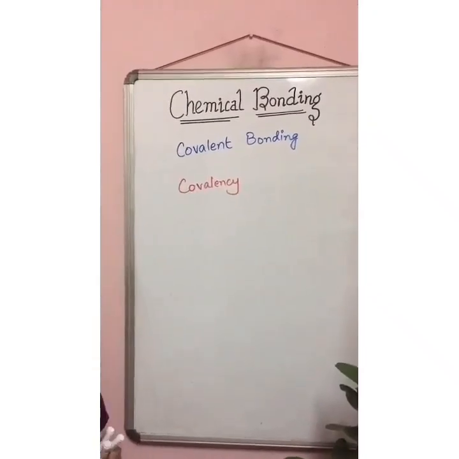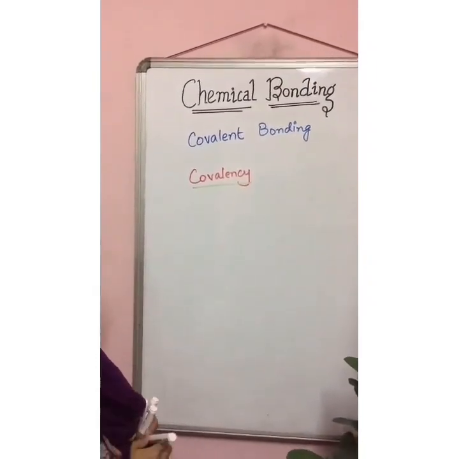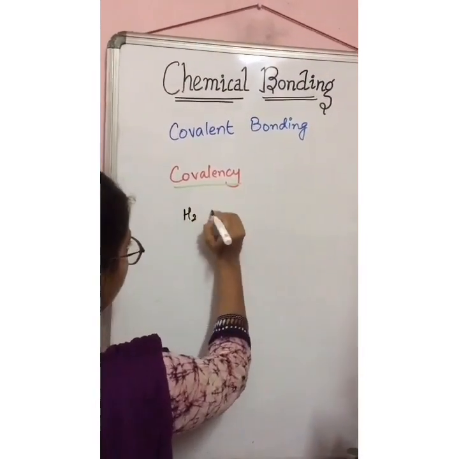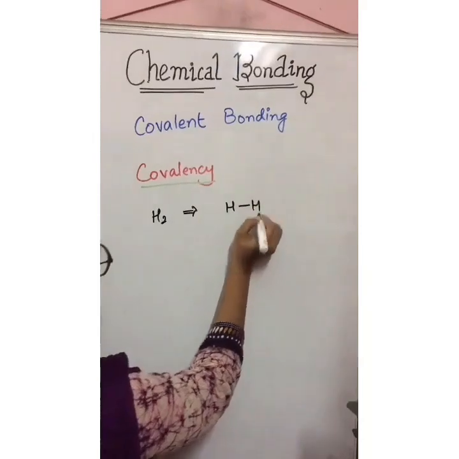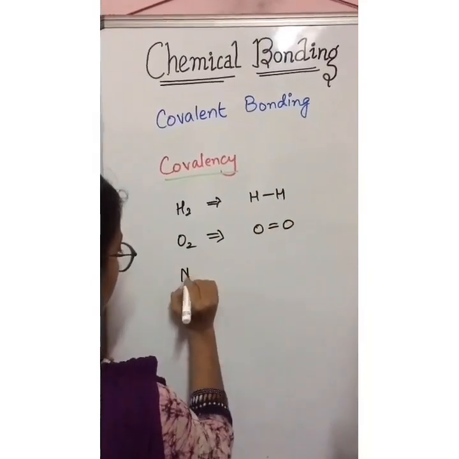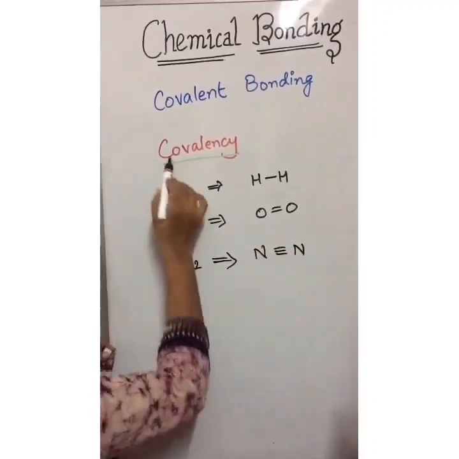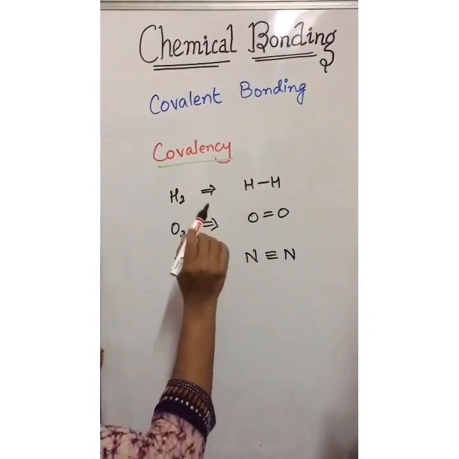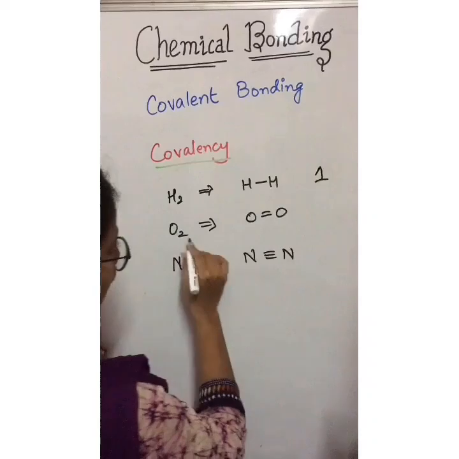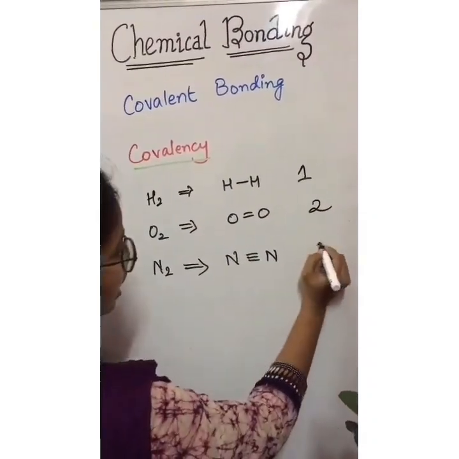We have to learn about a term called covalency. Okay, what is covalency? Covalency means, suppose let us consider hydrogen molecule. Okay, hydrogen is H single bond H, oxygen molecule is O double bond O, nitrogen molecule is N triple bond N. Covalency is the number of electron pairs which is being shared. So for hydrogen covalency is 1, for oxygen covalency is 2, for nitrogen covalency is 3.